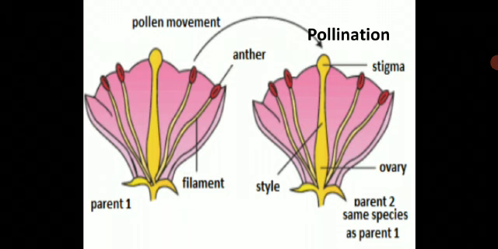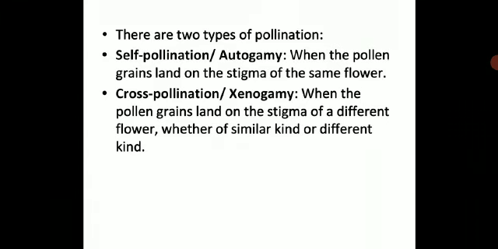So parent 2 is the same species as parent 1. Here you can see how pollination will happen. I hope this is very clear to you all, children. Let us go ahead. There are two types of pollination.